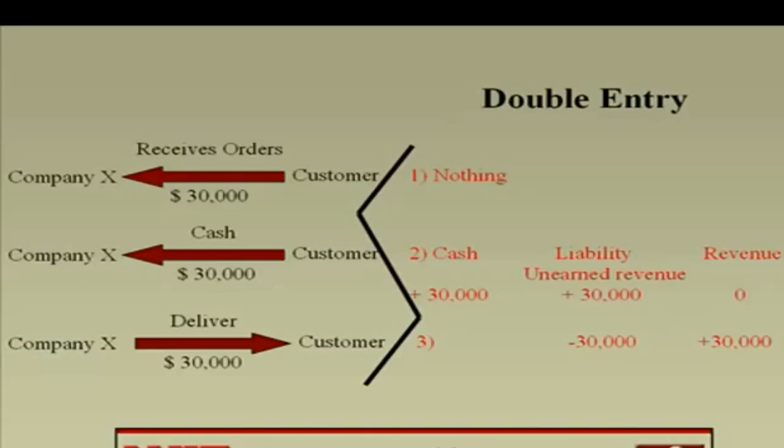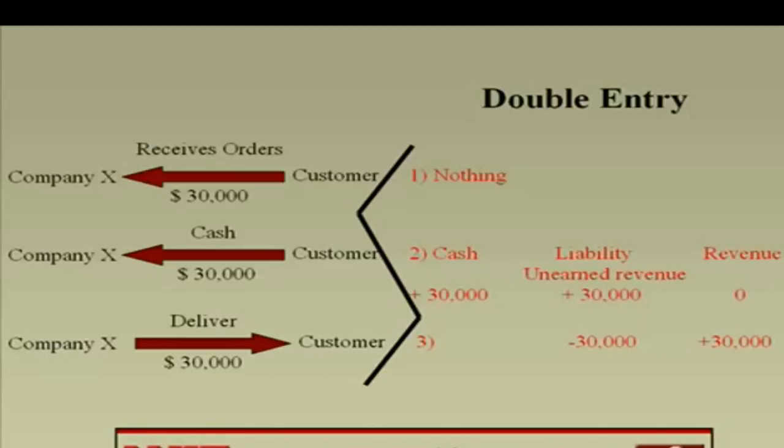When you receive the order, as before, nothing happened because there's no transaction. When you get the cash, the double entry is cash increases 30,000 and a liability increases 30,000. Why a liability? You created a liability because the company right now owes the customer, since the company has done nothing for the customer. So they owe the customer.